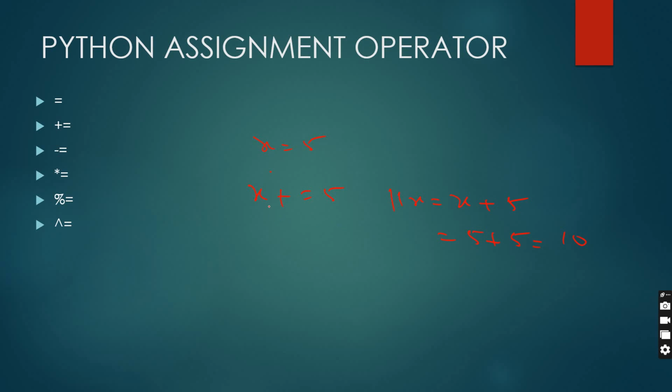If you want to add x plus equal to 5, this is nothing but the shorthand operators. Similarly we can do x minus equal to 5. If I say this, it will be equivalent to x minus 5. So again the x value is 5, and 5 minus 5 is nothing but 0. So the answer will be 0 in this particular case. So we can perform the Python assignment operators here.